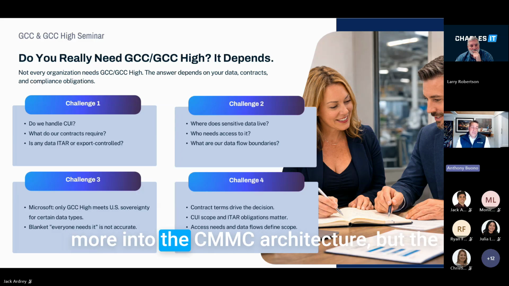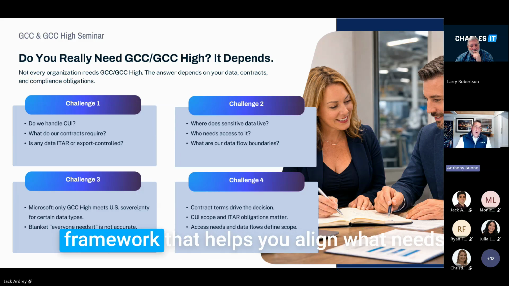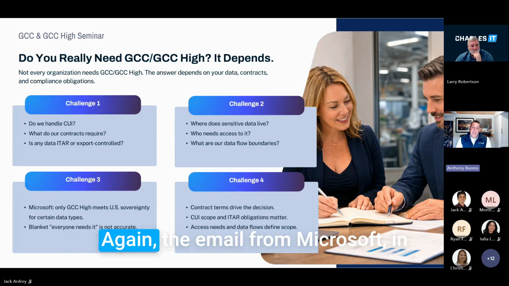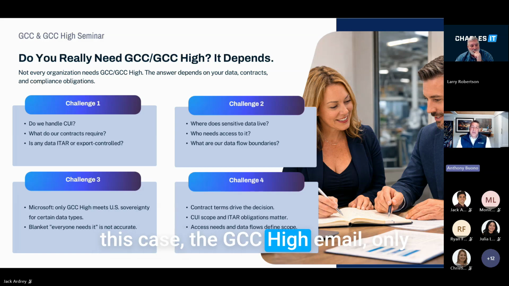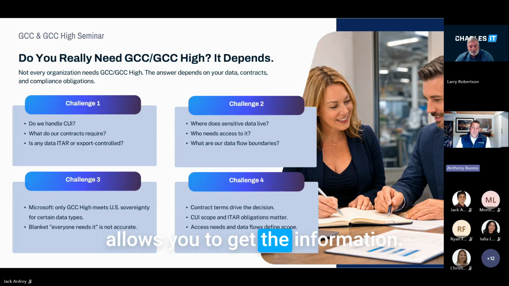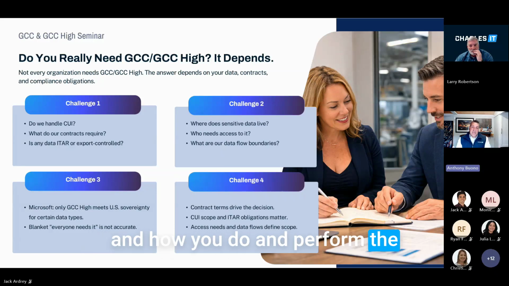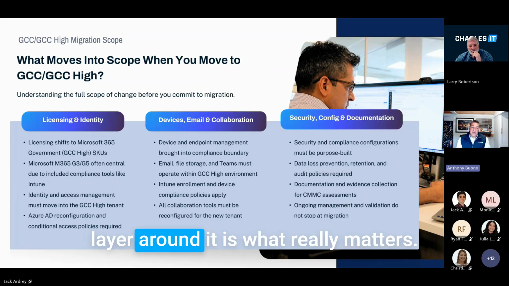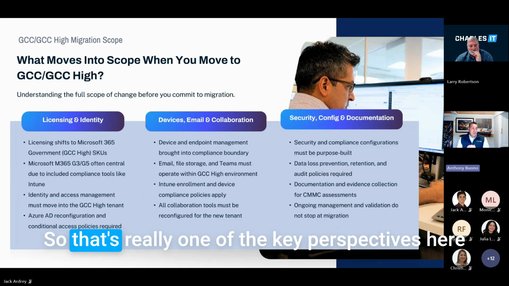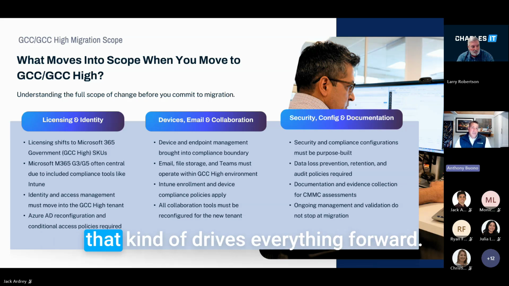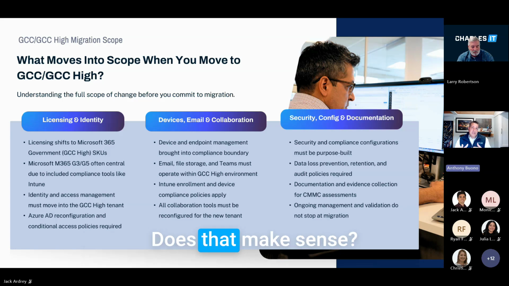This goes more into the CMMC architecture, the framework that helps you align what needs to be protected within that environment. Again, the email from Microsoft, in this case the GCC High email, only allows you to get the information. It's what you do with that information, and how you perform the protection layer, the cybersecurity layer around it, that really matters. So that's one of the key perspectives when you think about the challenges that drive everything forward. Does that make sense?